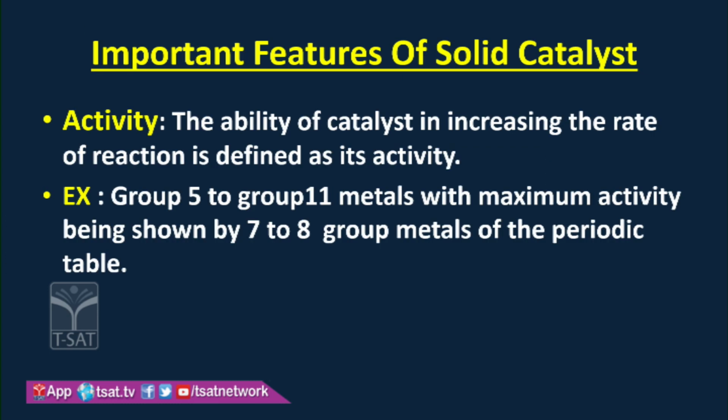Friends, the ability of a catalyst in increasing the rate of reaction is known as its activity, right? For example, in the periodic table, the catalytic activity increases in group 5 to group 11 metals, with maximum activity being shown by the group 7 to group 8 metals of the periodic table.